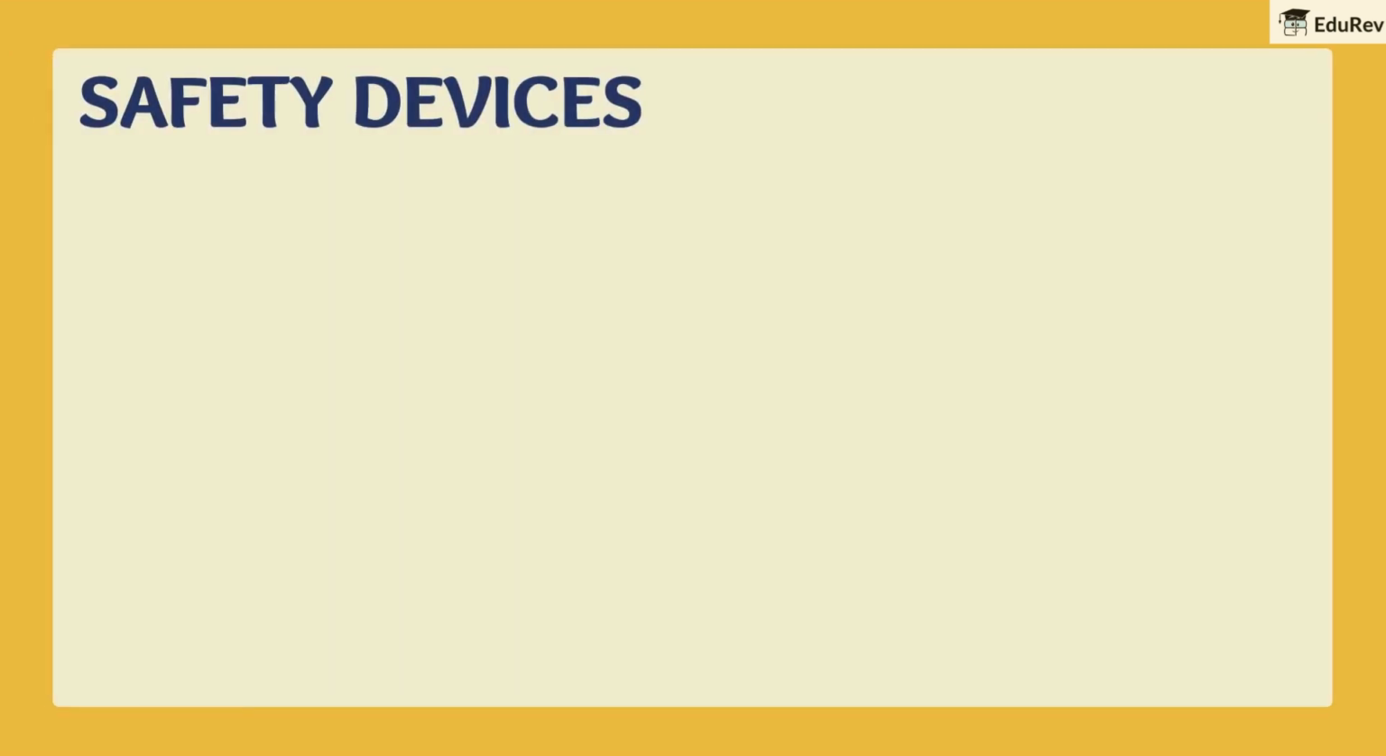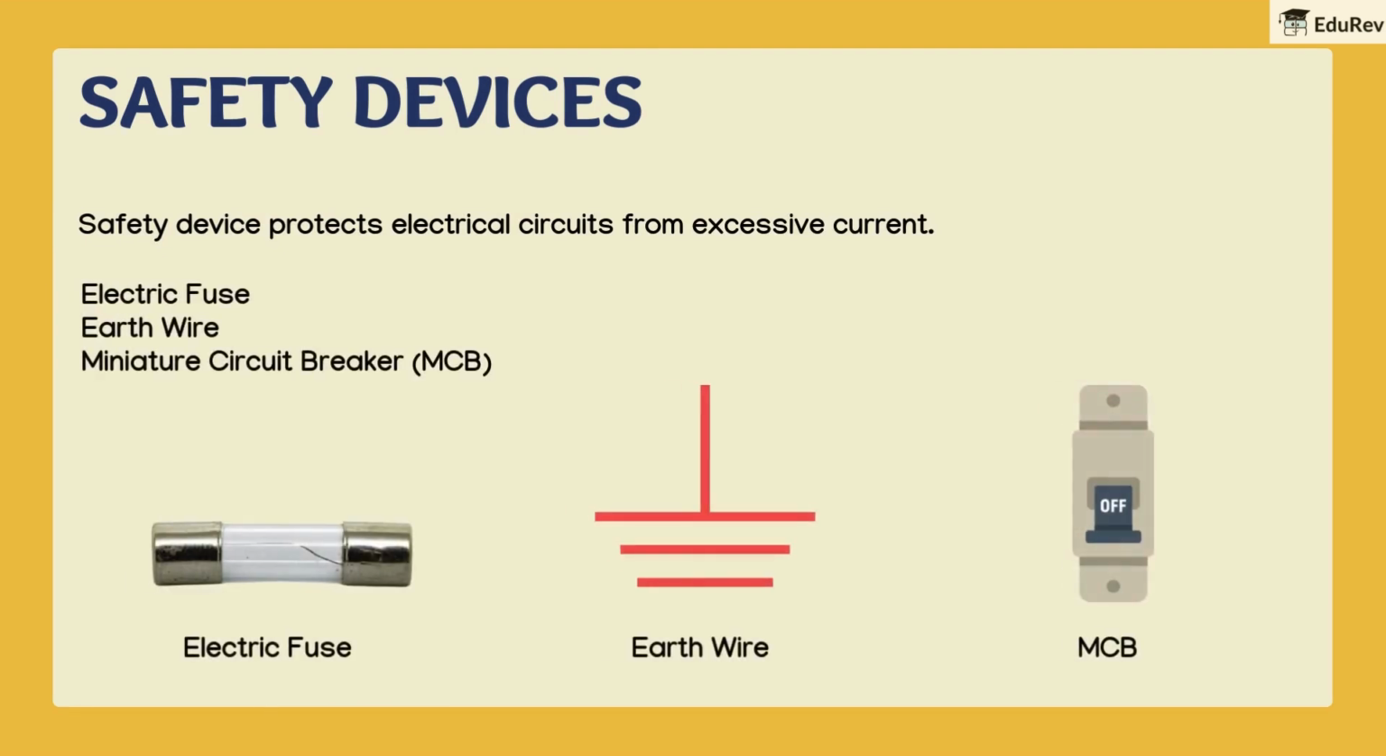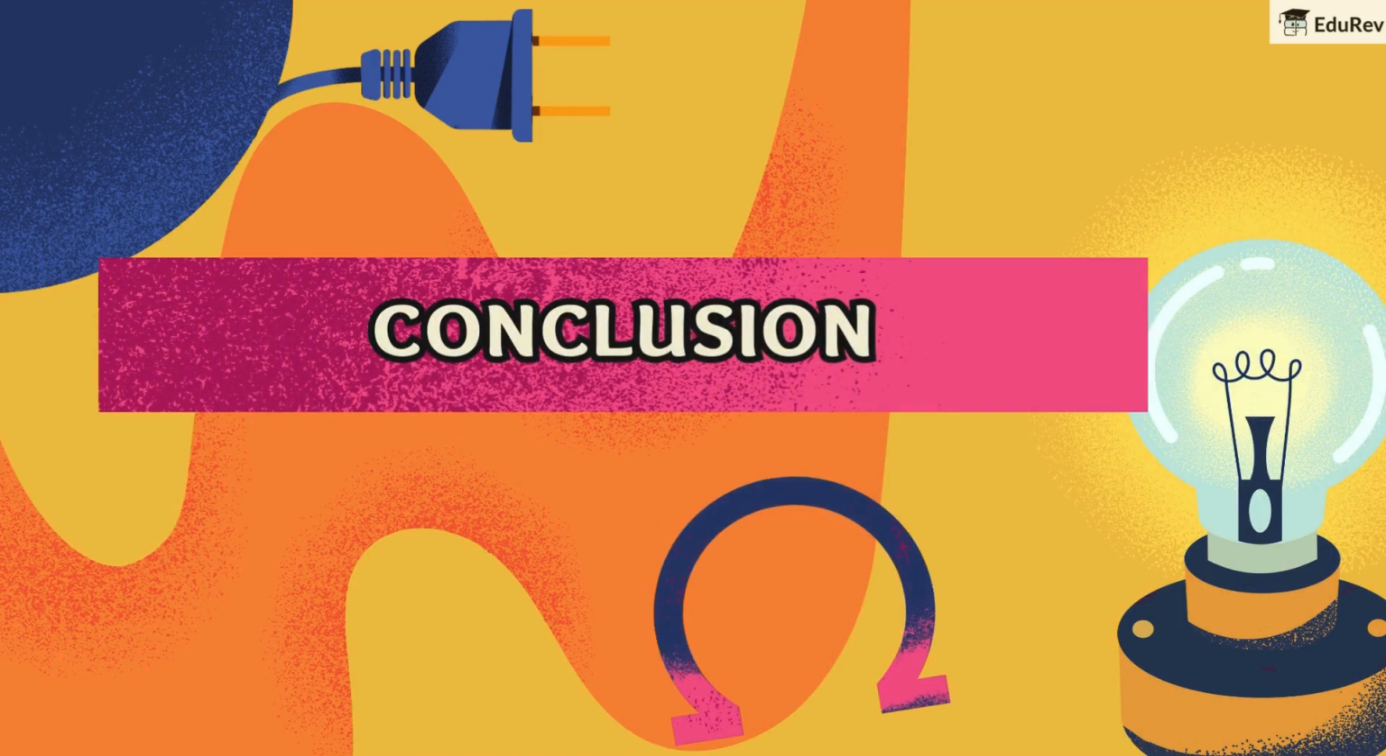Safety devices. Safety devices protect electrical circuits from excessive current: electric fuse, earth wire, miniature circuit breaker, MCB. In summary, we explored the magnetic effects of electric current, how current carrying conductors create magnetic fields, and the importance of safety devices in electrical circuits. Understanding these principles is crucial for both practical applications and safety in our daily lives.